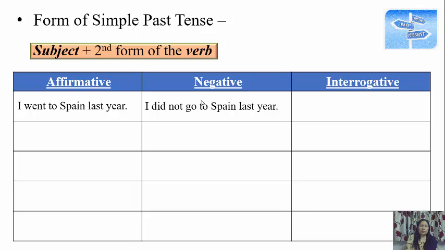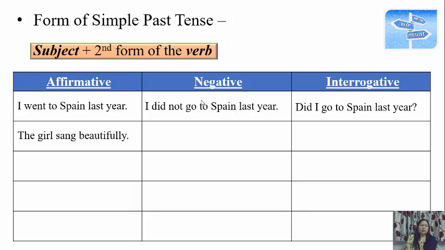If I have to make it interrogative, then again, did I go to Spain last year? So this verb will change into first form in both the negative and interrogative. Went will change into go. I did not go to Spain last year. Did I go to Spain last year? Like this. Now next sentence, just example.